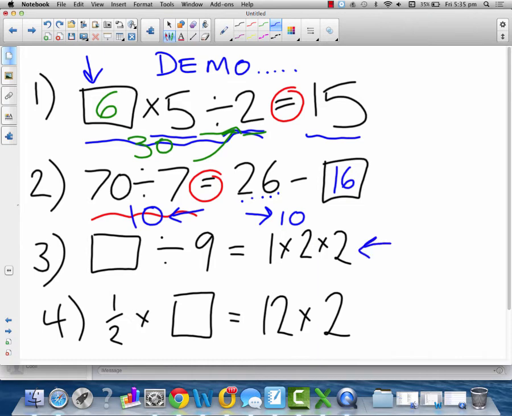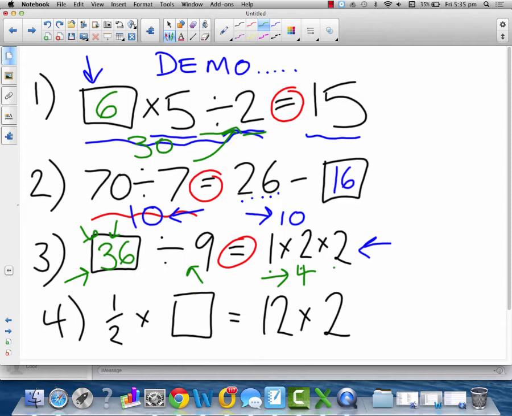We're looking at this one now. Look. On both sides of the equal sign, it's got to be the same for it to be mathematically true. So we've got over here 1 times 2 times 2, which is 1 times 2 is 2, and 2 times 2 is 4. So over here it equals 4. So whatever we've got over here is now got to equal 4. So something divided by 9, whatever's in the box, equals 4. It's 36. 36 divided by 9 equals 4.